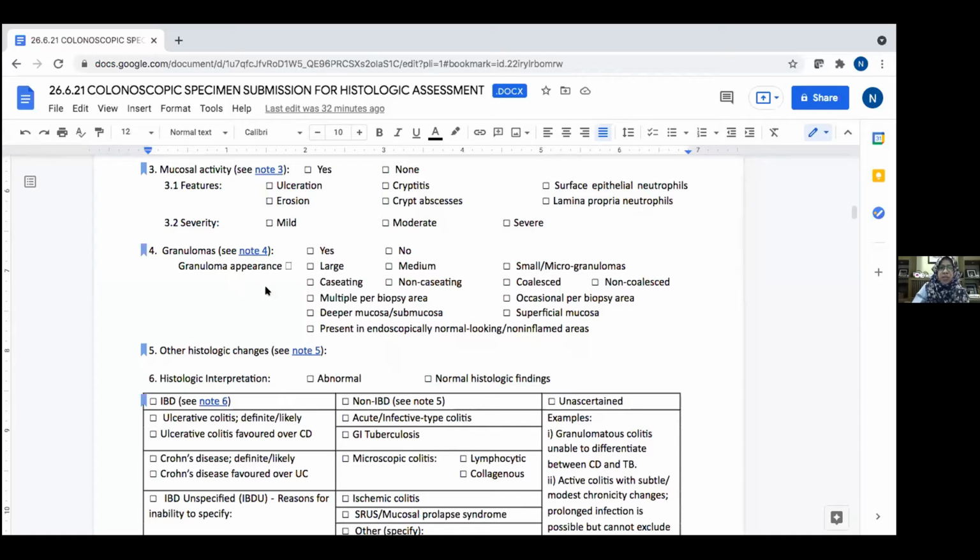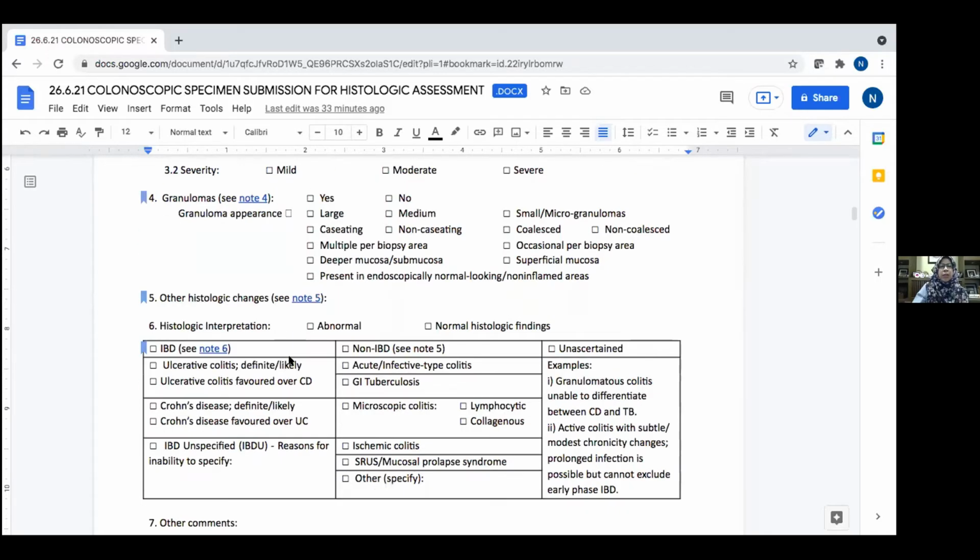If you see granulomas, please describe the granuloma or take note of the size of the granulomas, small or micro or large or medium size, whether caseous necrosis is present, whether it's coalesced or non-coalesced, whether they are easily seen or occasionally seen, the sites, whether it's the superficial mucosa or deeper mucosa or submucosa, and whether they are present in normal looking, endoscopically normal looking areas or non-inflamed areas.